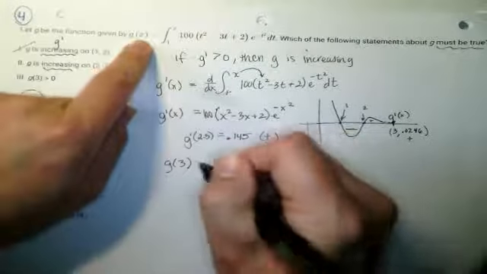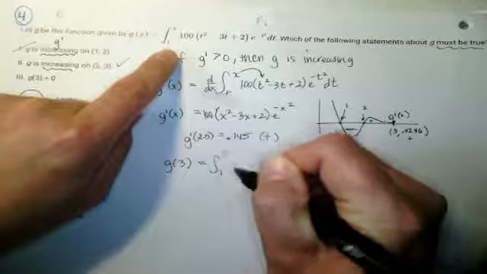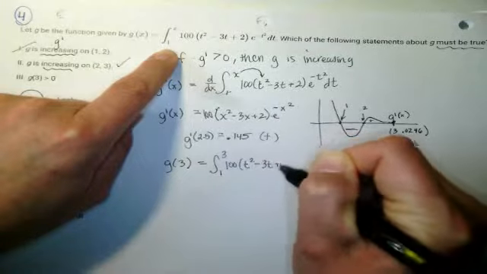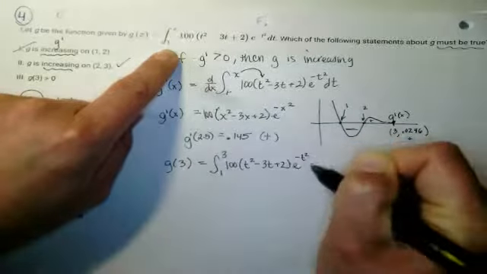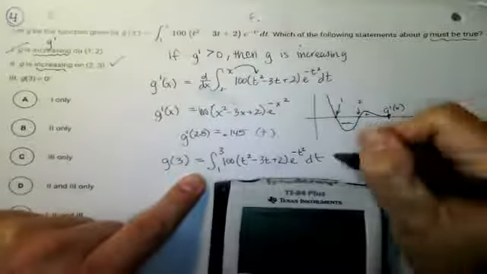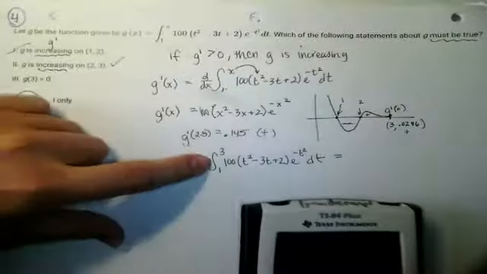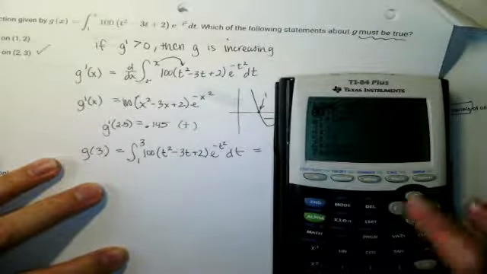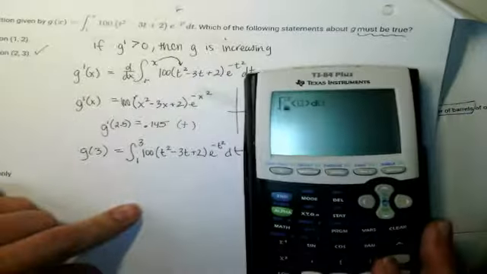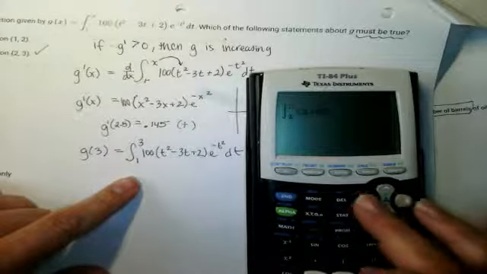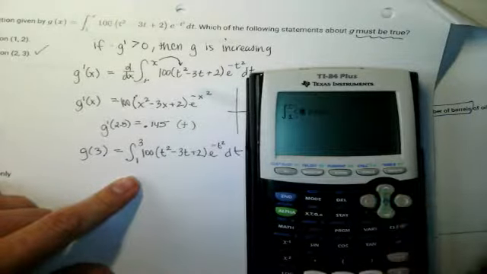Well, g of 3 would be the integral from 1 to 3 of that craziness, 100t squared minus 3t plus 2 times e to the negative t squared dt. Oh, but again, that's a calculator question. So we can plug in a definite integral on our calculator. I'm going to go to my math menu, and I think it's 9. There we go. And plug in my integral from 1 to 3, there it is, of 100.